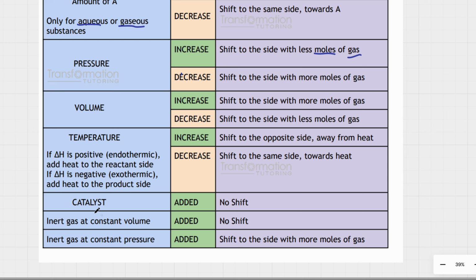Another thing that your professor could talk about, but this is more unique, is addition of inert gas either at constant volume or at constant pressure. So this is just something for us to remember. If inert gas that's not a part of our equation is added at constant volume, equilibrium will not shift. And if inert gas at constant pressure is added to our equation, equilibrium will shift to the side with more moles of gas.